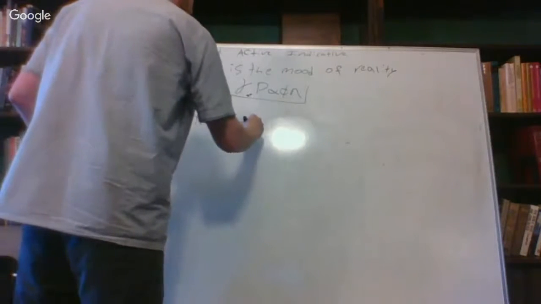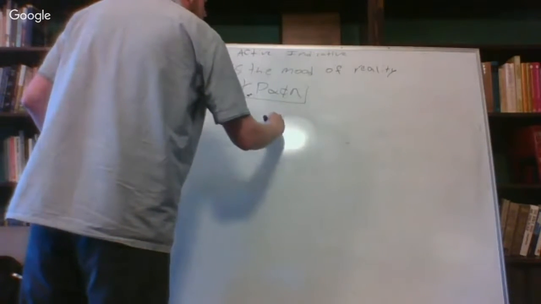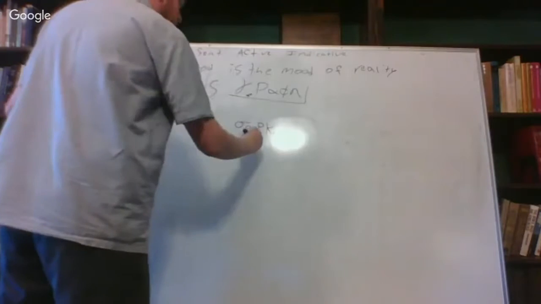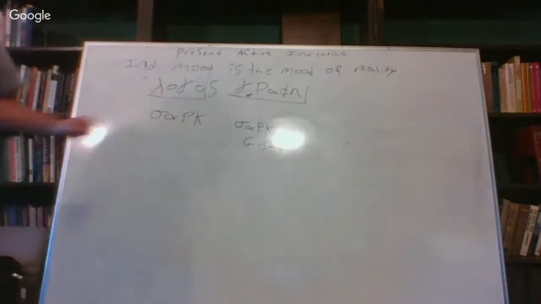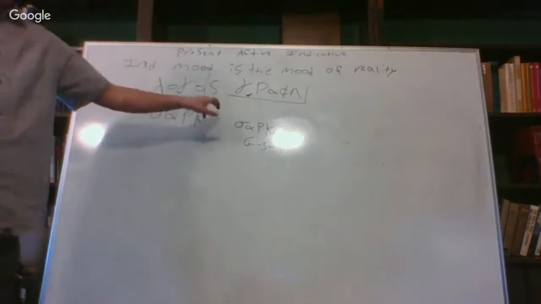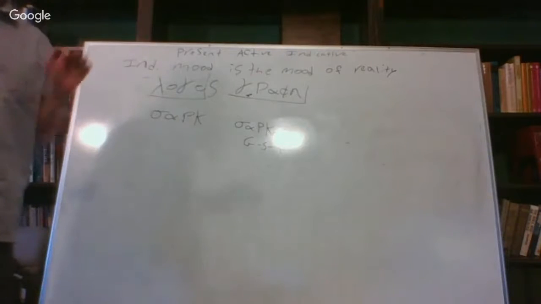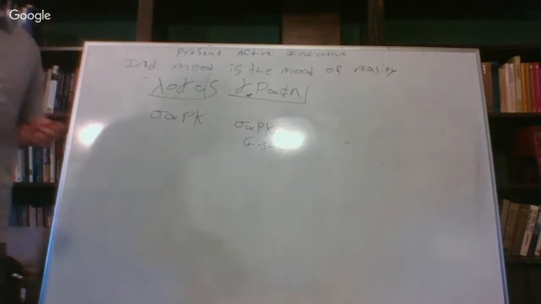So in the case of sarkos, we have a genitive singular feminine word from sarx. So the stem of the word with the case ending in nouns determines the function of the word, but the stem is what carries the meaning.